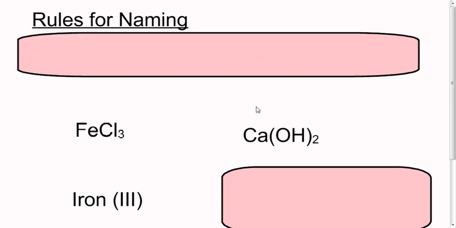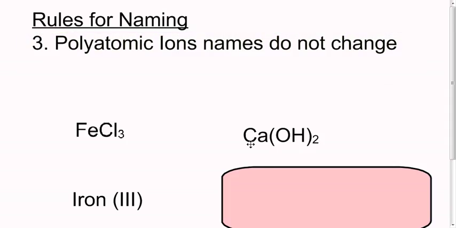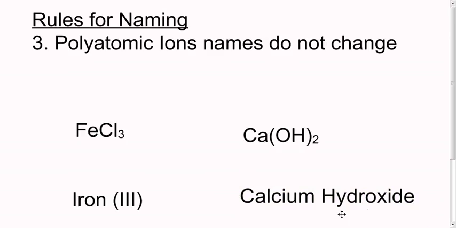Now, the third rule has to do with polyatomic ions, and those names don't change. So this would be calcium hydroxide. That's the name completely.